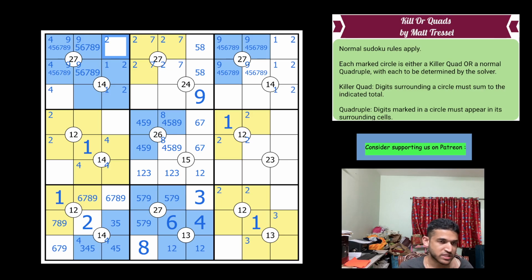Can I leave the 2 outside? 2 and 4 are outside. So 1, 3, 5, and 6, which is adding up to 15. So 2 is also inside. Let's remove the 2. So this is a 1, 2 pair. In order for the 14 to be satisfied, there must be a 1, 2 here. Now these 2 cells must add up to 14 minus 3, 11. These 2 cells add up to 11, right? You can't have a 9 here.